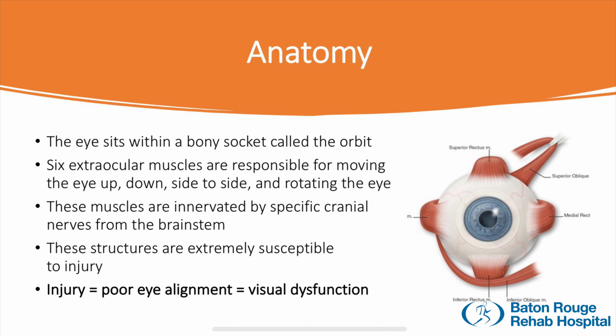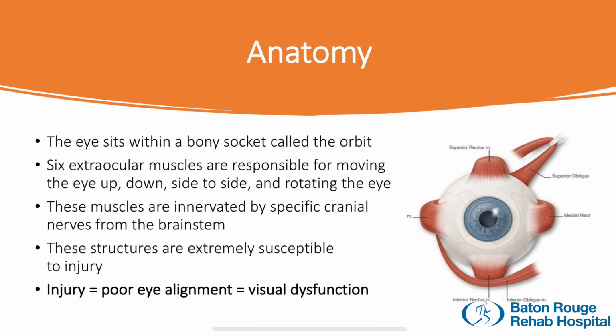In order to understand how visual dysfunction can be devastating to our patients, we must first appreciate how the eye functions in regards to movement, and then understand how the brain is able to receive, interpret, and convert light to a recognizable image that we can act on. The eye is considered to be a slightly asymmetrical globe that sits within a protective bony socket called the orbit.